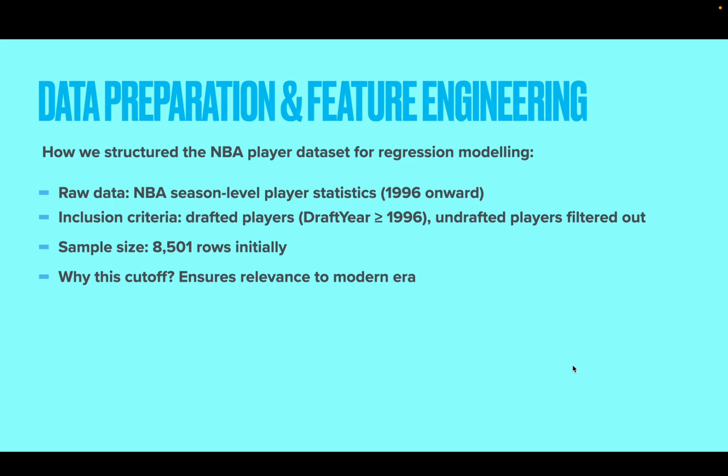So the raw data is NBA season level player statistics, so how they did for the season, their averages, 1996 onward. I included players drafted 1996 or later, so anyone drafted before that is filtered out, and undrafted players are also filtered out. The initial sample size is about 8,500 rows, and I wanted to cut off at 1996 just to ensure relevance to modern basketball.